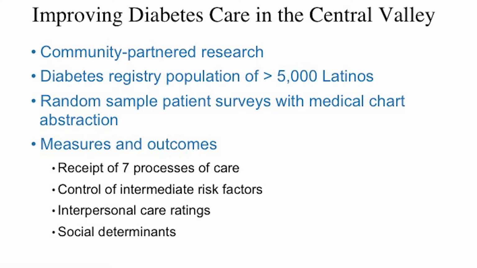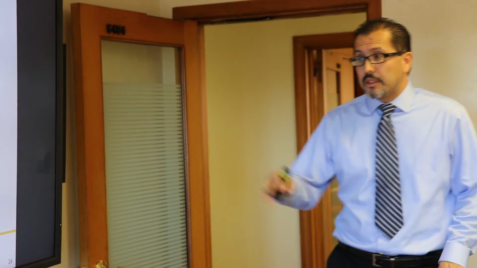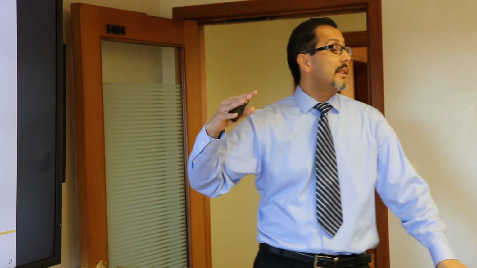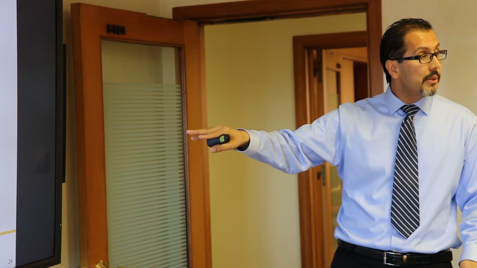So processes of care, like whether they got their flu shot, whether they got their A1C once a year, they got their LDL in the last 12 months, etc. And then the intermediate risk factors, whether they had their blood pressure under control, their A1C. So we didn't just focus on A1C. A1C is, as clinicians, we give it probably too much attention. We focused a lot on blood pressure.